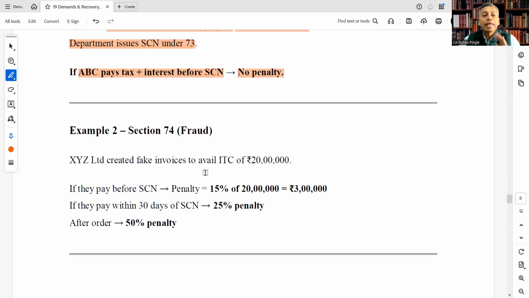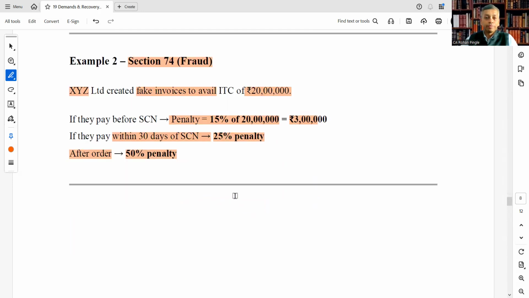Then example 2 relates to Section 74 fraud cases. XYZ Limited created fake invoices to avail ITC of rupees 20 lakhs. If they pay before show cause notice, then penalty will be levied at 15% of rupees 20 lakhs, that is rupees 3 lakhs. And if they pay within 30 days of show cause notice, then 25% penalty will be levied. And if after order, 50% penalty will be levied.